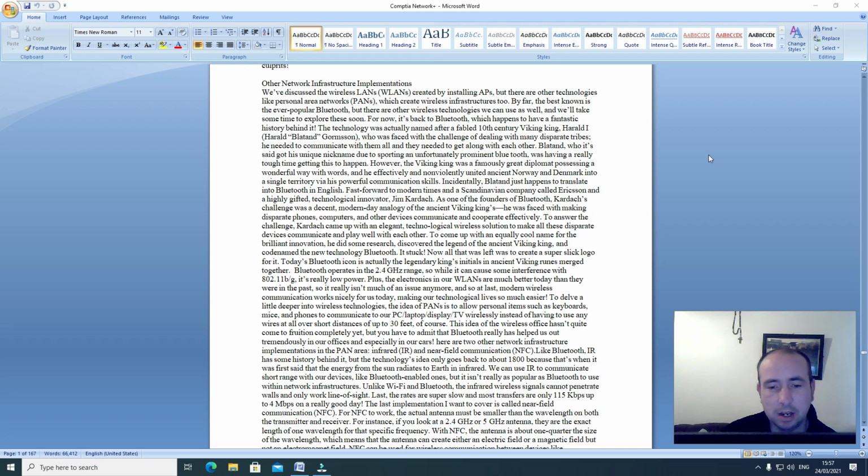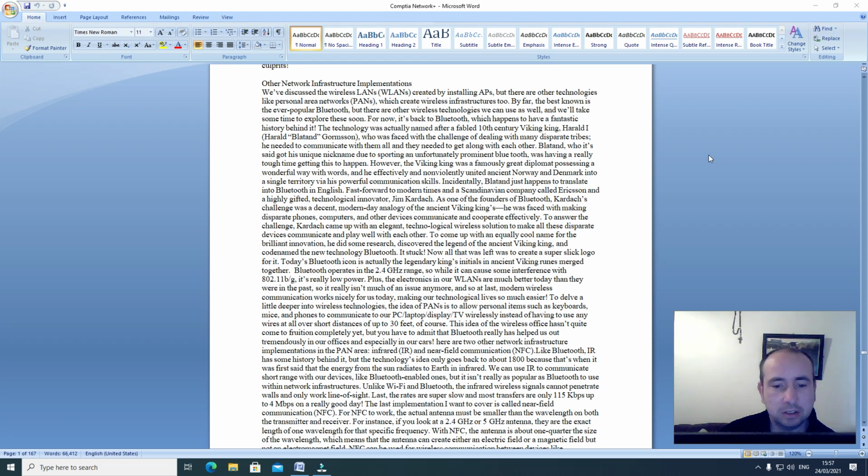It stuck. Now all that was left was to create a super slick logo for it. Today, Bluetooth's icon is actually the legendary king's initials in ancient Viking runes merged together.